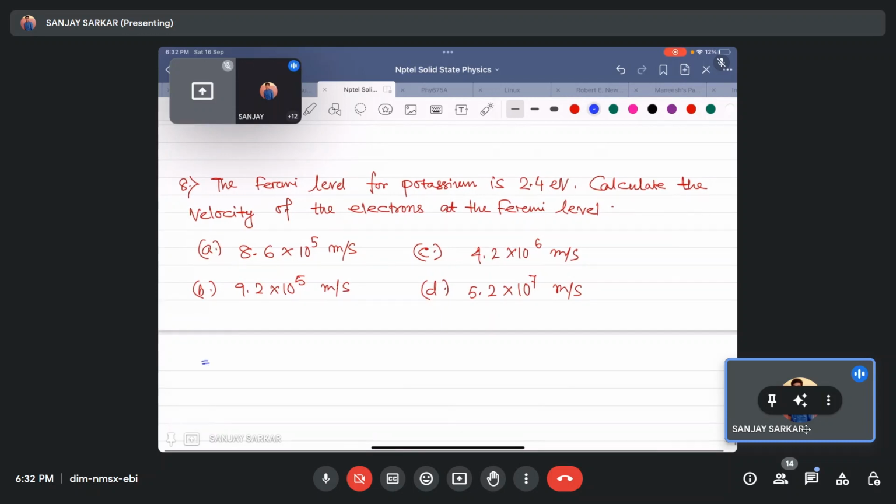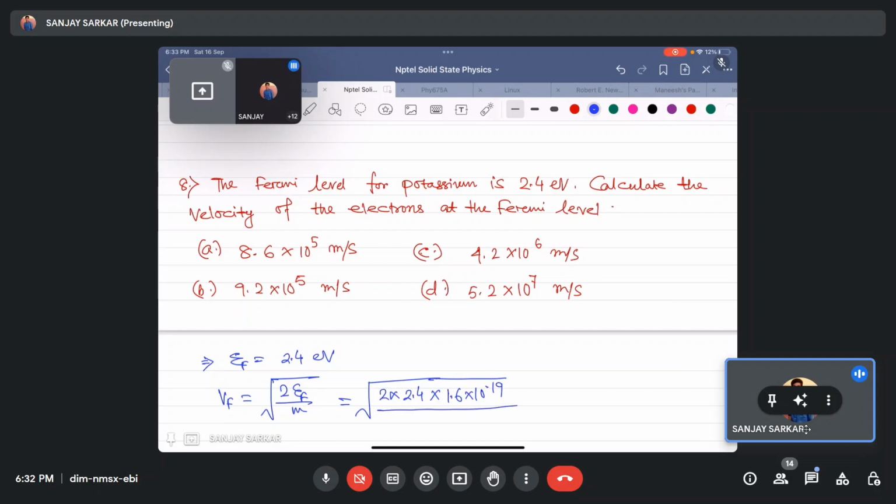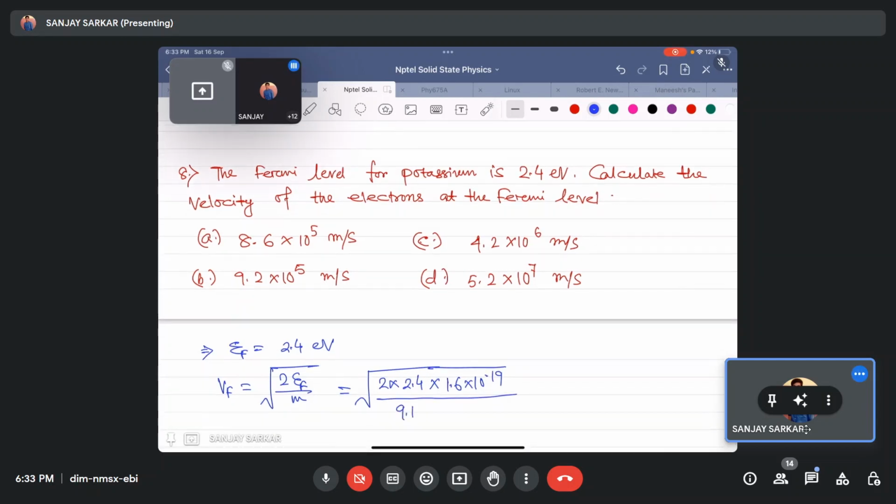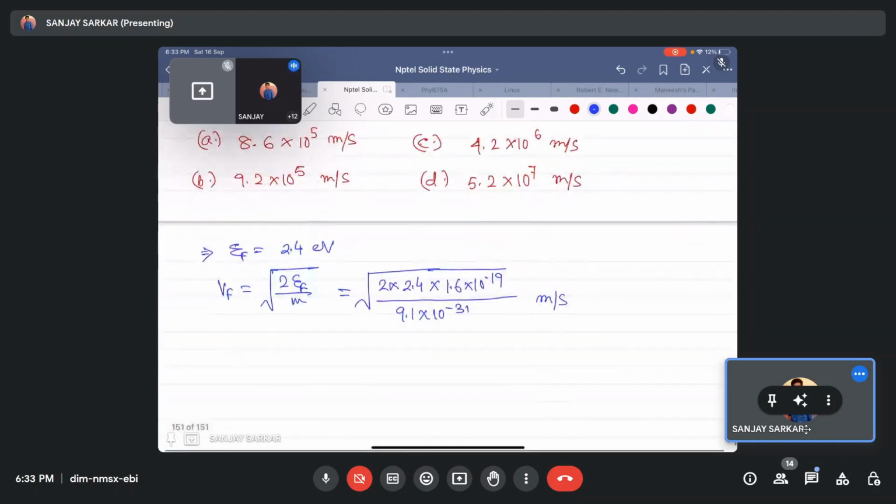So what you need to do is, your Fermi energy is given, which is 2.4 electron volt. Then you have to calculate Vf, which is given as the square root of 2 epsilon F by m, and it will be given by 2 into epsilon F, which is 2.4 electron volt. You can convert it to joule, that is 1.6 into 10 to the power minus 19 joule, divided by m, and m is 9.1 into 10 to the power minus 31 kg, in meter per second.